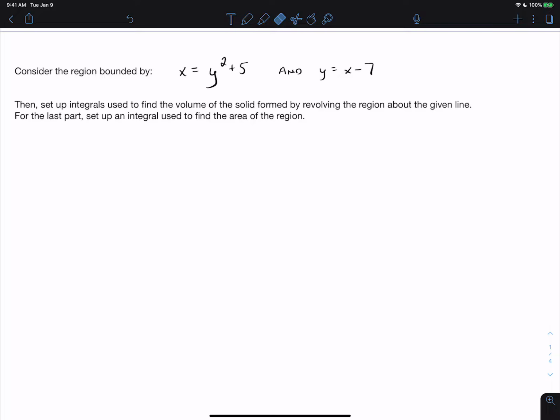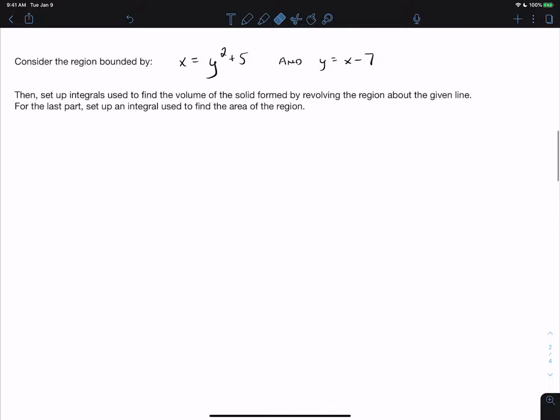Okay, this is another example for area and volume. So we're going to consider the region bounded by x equals y squared plus 5 and y equals x minus 7. So first we'll graph those.